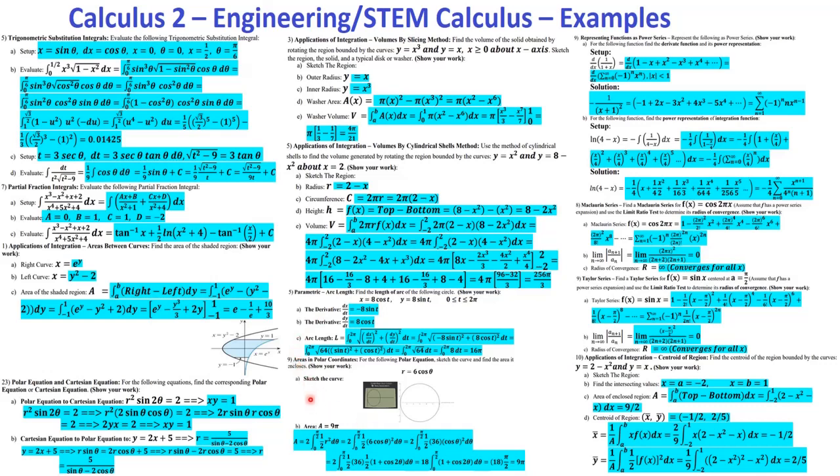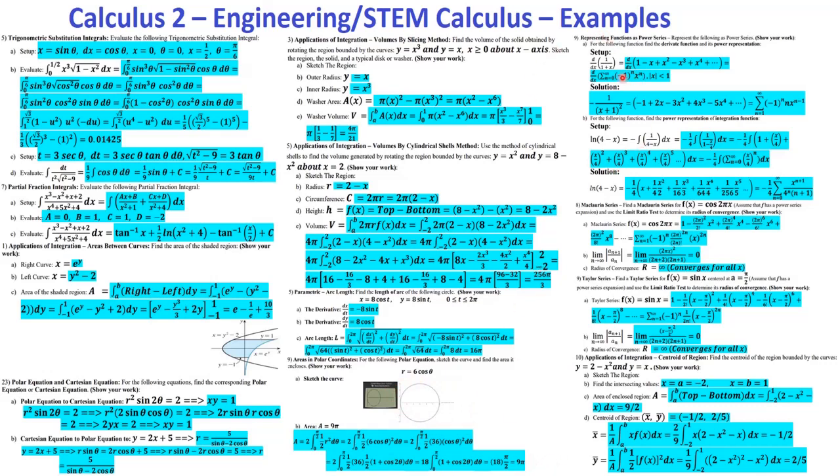Then I have area in polar coordinates. This we already have seen before. So this is r equals 6 cosine theta. Sketch the graph. So the area is, you find the area of the top half circle from 0 to pi over 2 of half r squared d theta. When you integrate this, then you double it by multiplying by 2. That will give you the area of the whole circle, which is 9 pi.